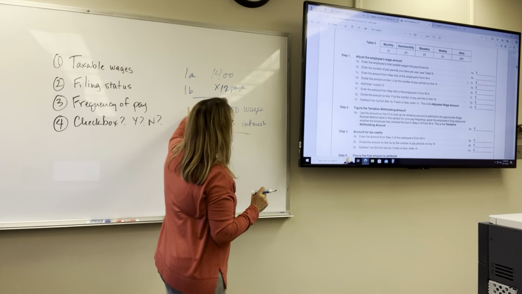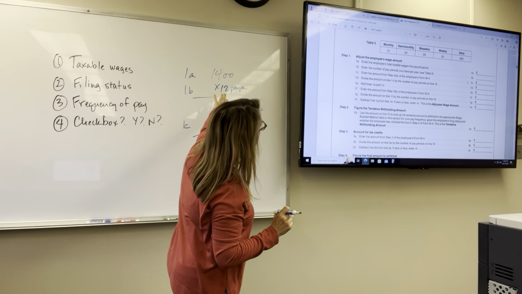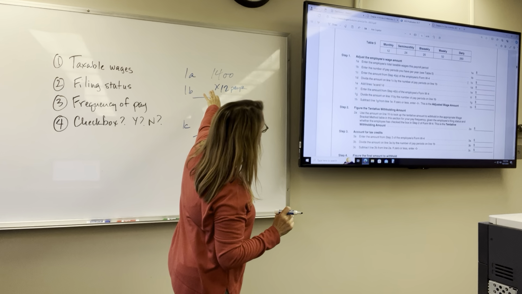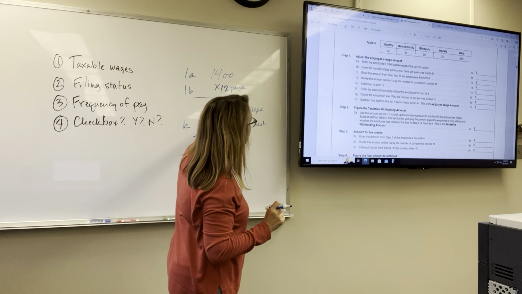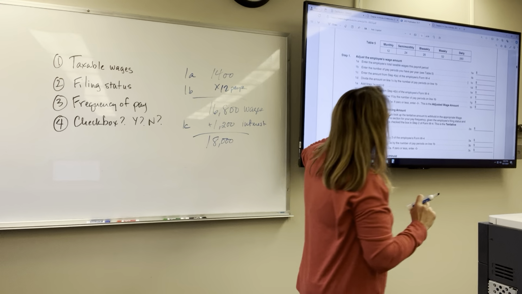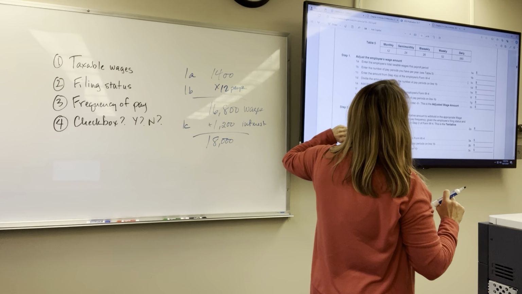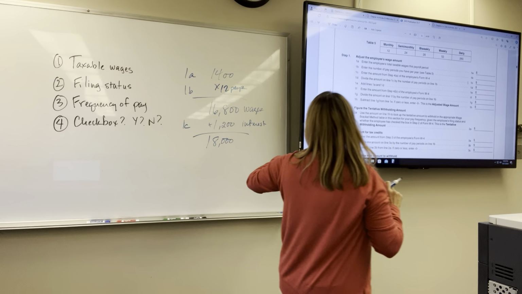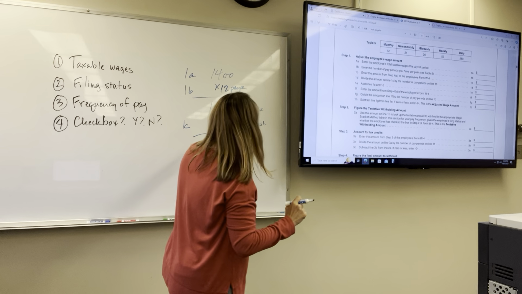And I did a subtotal of that, so enter the amount from step 4A, so 1,200. What are they doing here? So enter the amount from step 4A, yes, so that's 1C. Add lines 1A and 1D. What's 1D?